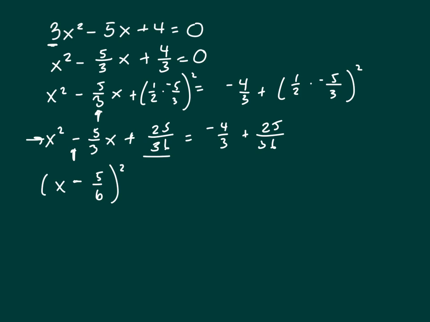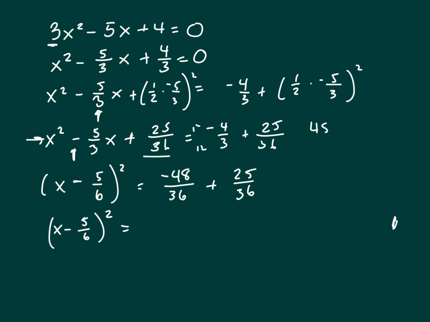Now on the right hand side, we need to get a common denominator, which would be 36, plus 25 over 36. Well, what do you multiply 3 by to give you a 36? That would be a 12. If you multiply the bottom by 12, you've got to multiply the top by 12. So 12 times a negative 4 would be a negative 48. So now you have x minus 5/6 squared equals, let me see, let's do some arithmetic. Negative 48 plus 25 is negative 23 over 36.